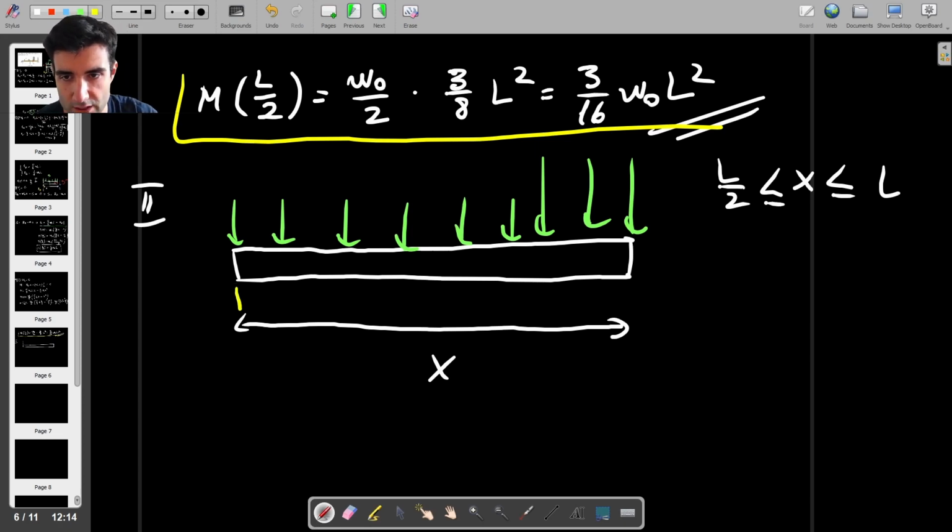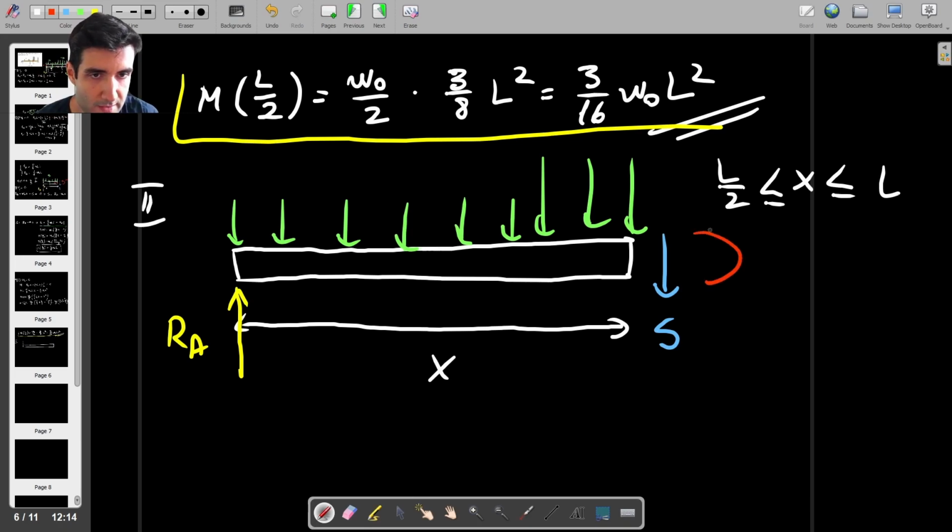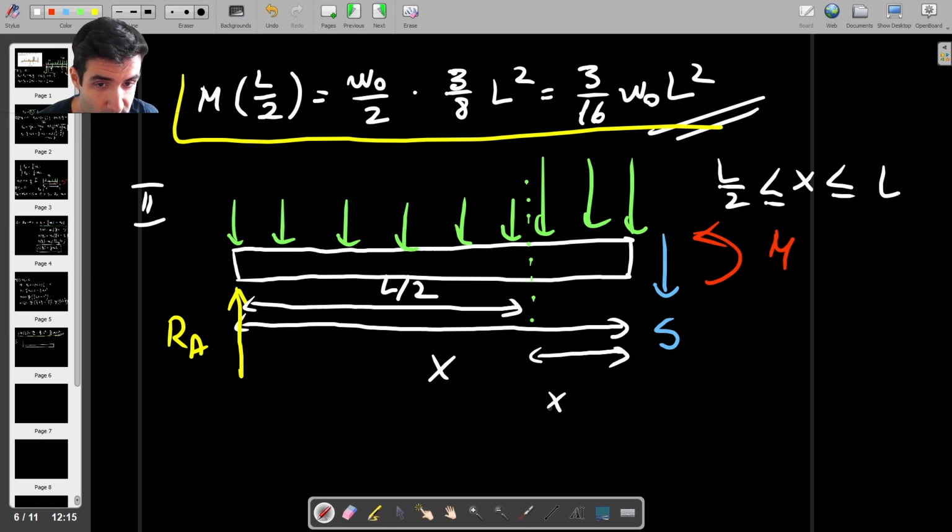So we have a reaction force here, which is RA. We have a shear force here, which is S, and we have a bending moment here, which is M, right? So this is the halfway point. So this was L over 2, which means that this remaining bit is X minus L over 2. Okay?